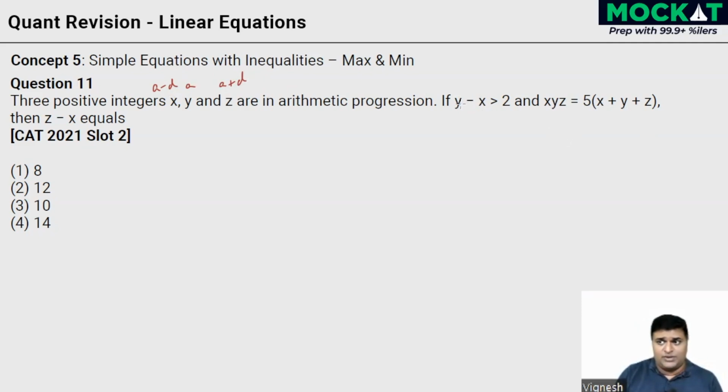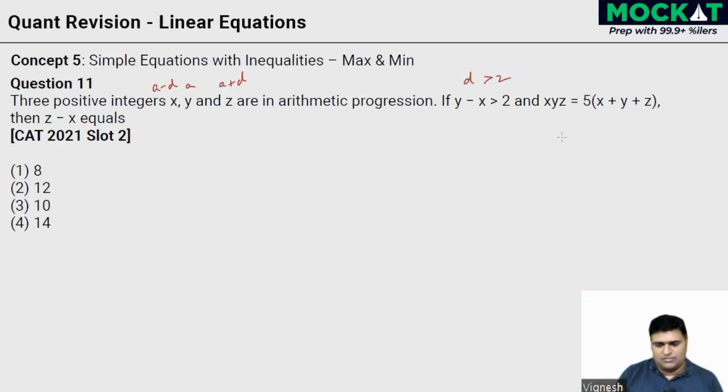But what am I told over here? y minus x is greater than 2. What is y minus x? The common difference. The common difference d is greater than 2, right? It has to take a minimum value of 3 or more because they're all positive integers. If all of them are positive integers, d is getting added, it still remains a positive integer, right? So d is therefore going to be an integer over here.